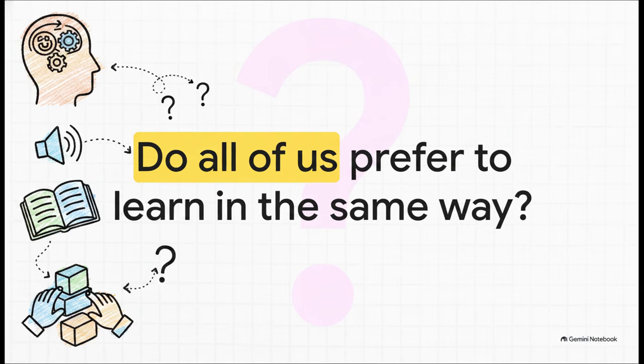Imagine we're teaching her a brand new concept. We show her a complex diagram, give her a spoken lecture, hand her some written text, and then ask her to do a hands-on activity. It really brings up a massive scientific question, doesn't it? Do we all prefer to learn in the exact same way? Does she process that visual diagram with the same ease as she does the written text? Well, psychology tells us the short answer is no.